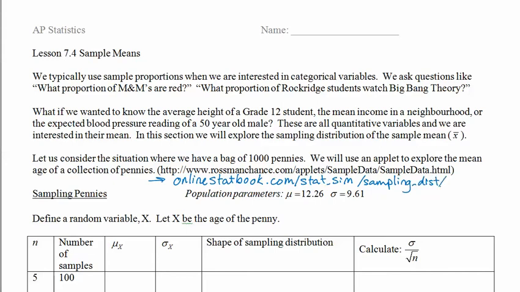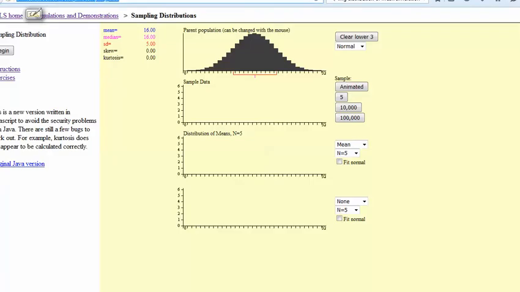So you can give that a try on your own, but let's have a look at it together. Here you can see we've got the parent population at the top, and in a minute we can change what that looks like. You can animate it and have things drop down, but we're just going to jump in. We're going to start with an N of 5, and we're going to do 10,000 samples instead of 100.